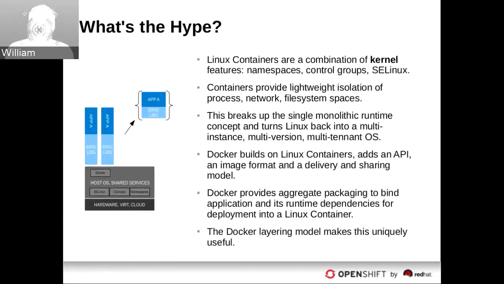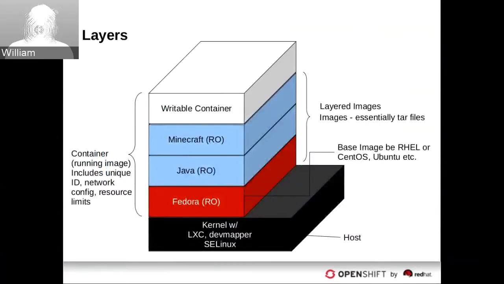So when it comes to containers, the point is that Docker provides a nice API for doing that. But the real power of Docker, for the most part, is this whole image and the image layering. We'll get into that when we get onto the command line in a moment. It provides this aggregate packaging to bind an application and its runtime dependencies for deployment into a Linux container. And the layering model makes it uniquely useful. So let's have a look at that layering model.